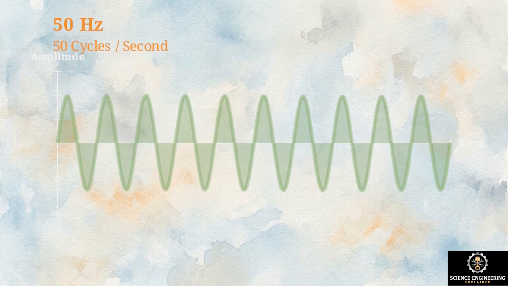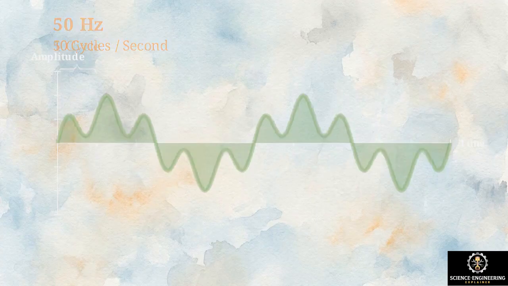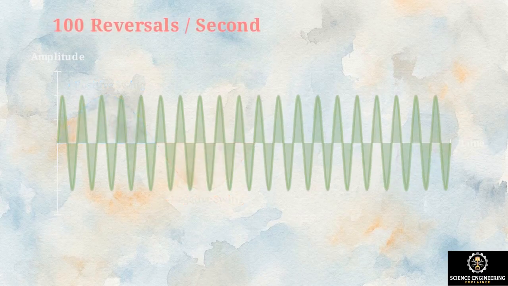This chart graphs an AC sine wave. At the standard 50 Hz, the wave completes 50 full cycles every second. Since the wave crosses zero twice in every cycle, once to swing positive and once to swing negative, the current reverses its direction 100 times every second.